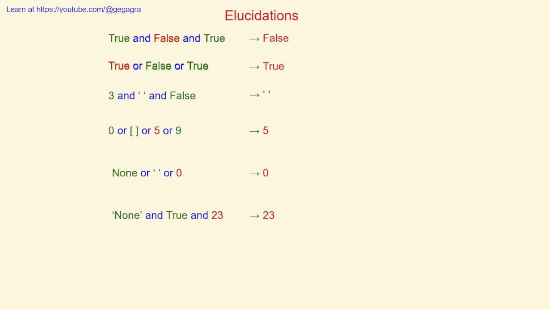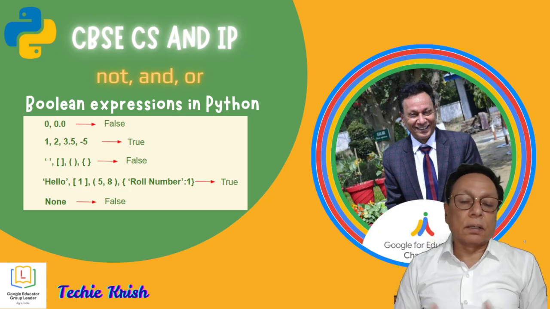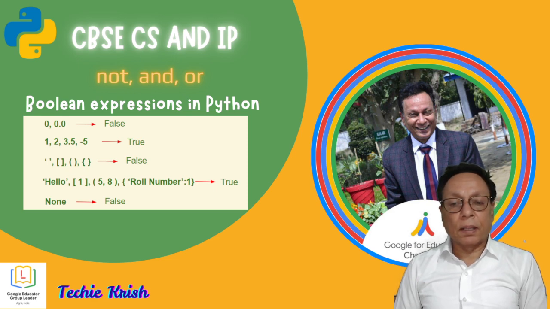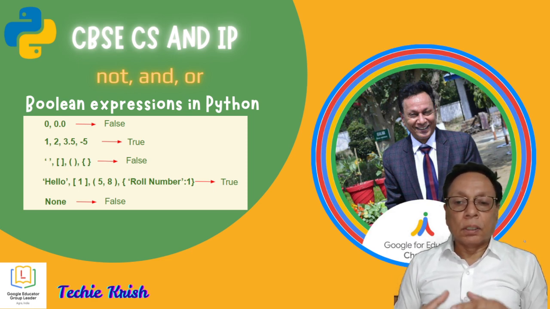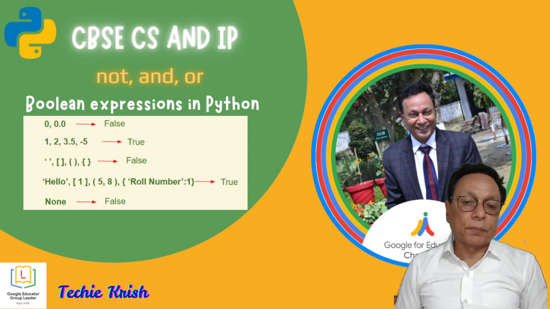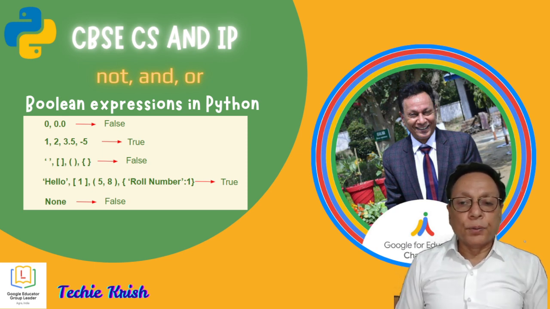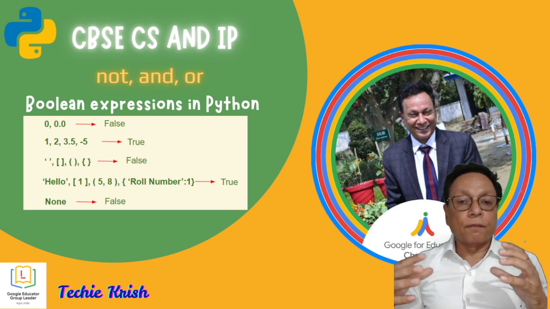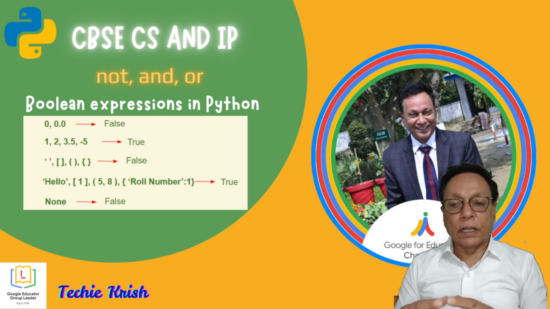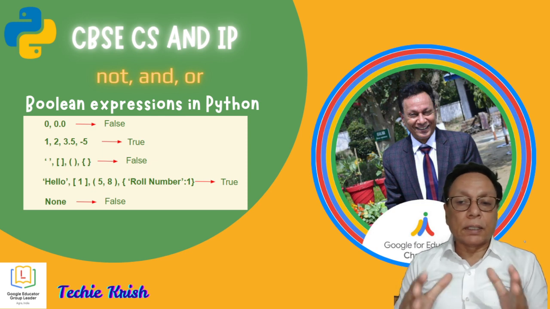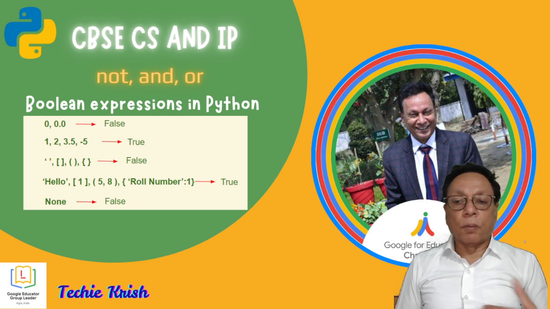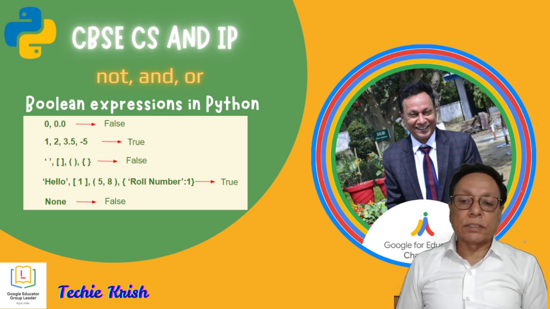So this is how we evaluate these logical and Boolean expressions in Python. We'll discuss more on this in my next video, and I hope you understood the concept of logical and, logical or and not, and the logic of Boolean values and Boolean expressions.